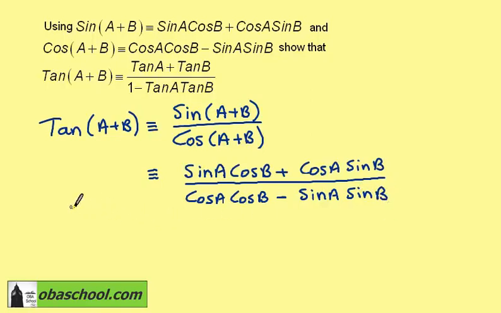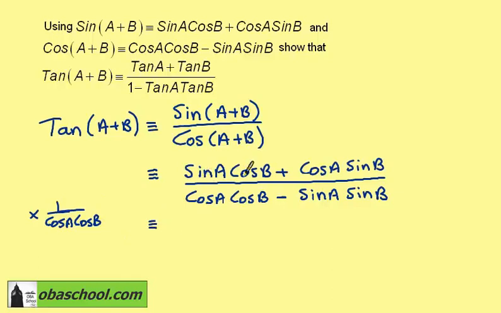We're now going to multiply top and bottom of this expression by 1 over cos A times cos B. If we do the same thing to the top and the bottom of the fraction, we don't change the fraction. It's just like rewriting a half as 2/4.